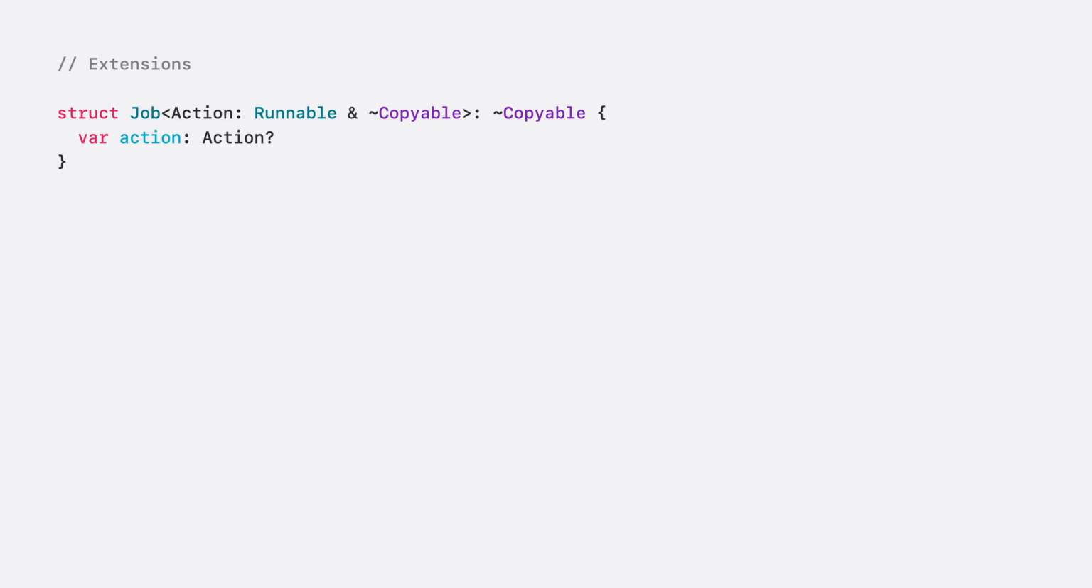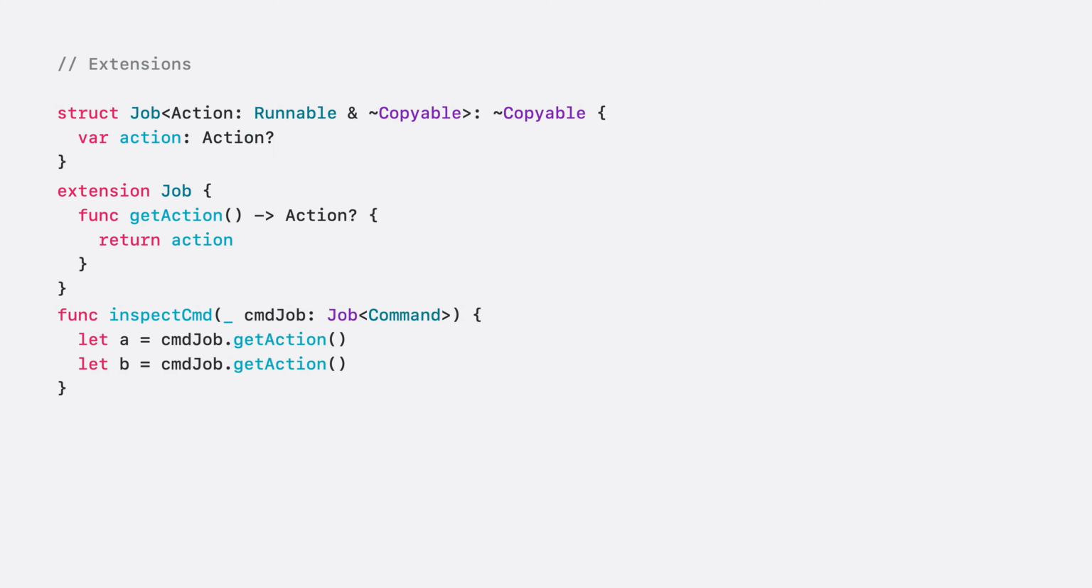You've seen how to define a type with a non-copyable generic parameter. Let's take a closer look at extensions of that type. Say I want to define a getter method for the Action. I'll add it using an ordinary extension of Job. Calling it works just fine, but isn't it giving me a copy of the Action? Yeah, returning the Action does copy it, and that's not an error in the extension.